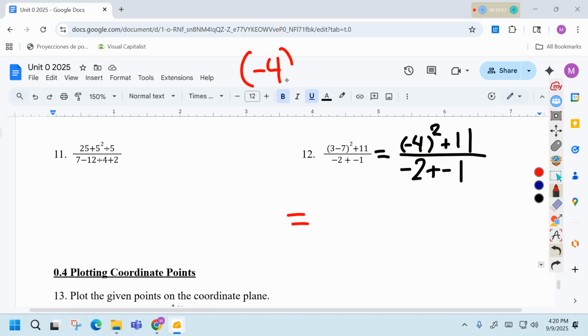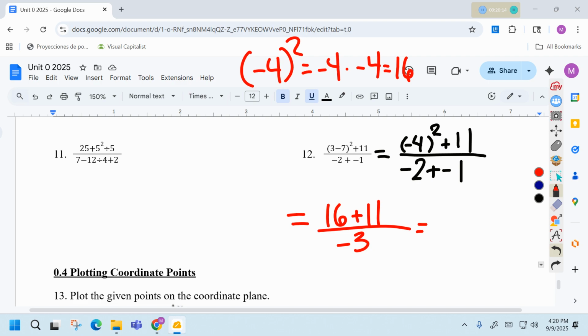Let's think about that. Negative 4 squared. Well, that means negative 4 times negative 4. And a negative times a negative is always a positive. So that means we're going to have positive 16. We have plus 11. And on the bottom, we have negative 2 plus negative 1, which means negative 3. And if we put these together, we get 27 divided by negative 3. Okay, and we know a positive divided by a negative is a negative. So we'll get negative 9.